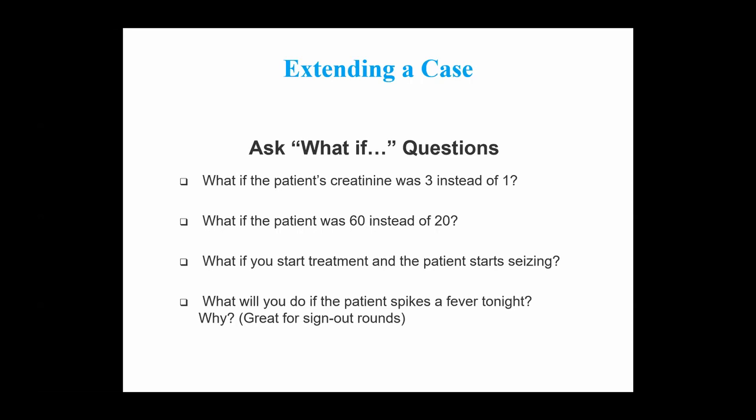So maybe you're seeing a patient for whom you're considering a diagnosis of pulmonary embolism. And you can ask your learner, what would we do differently if the patient's creatinine was 3 instead of 1? How might we approach the diagnosis in that setting? And similarly, if the patient came in with chest pain, how would our differential have changed if the patient was 60 instead of 20? How would that change our thinking?